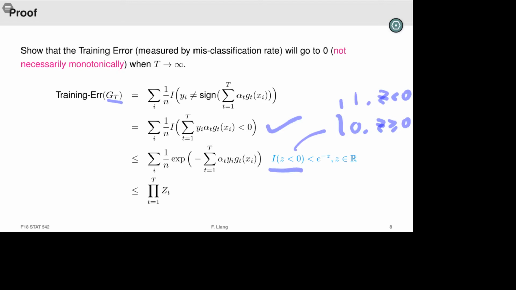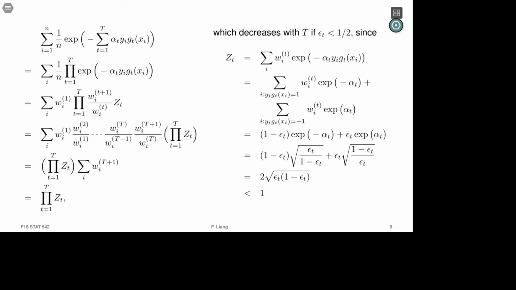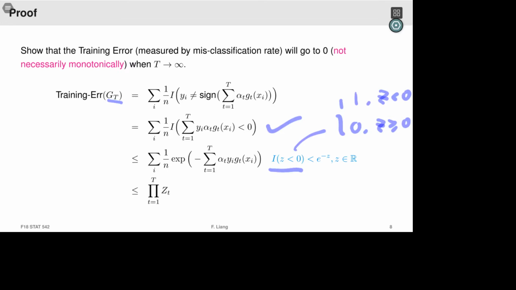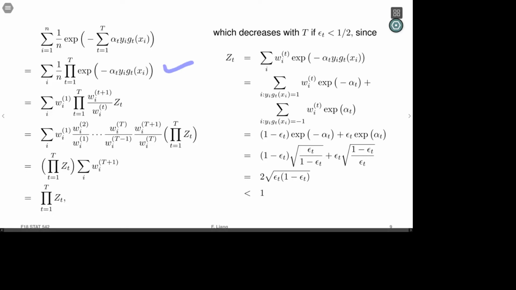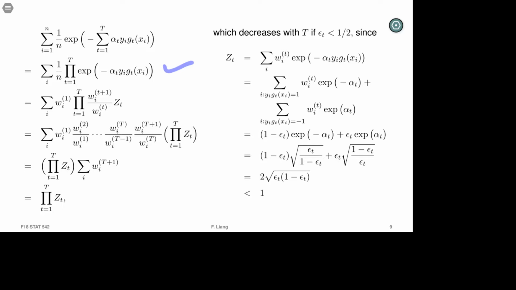So you get something like this. And then you have this sum, and you have the exponential. So let's see how we get the last inequality. Here I just copy whatever I have here, the sum of 1 over n exponential and a bunch of sums. And every equality is in some sense trivial. For this equality, you have a sum inside the exponential that becomes a product if I take that sum outside the exponential, right?